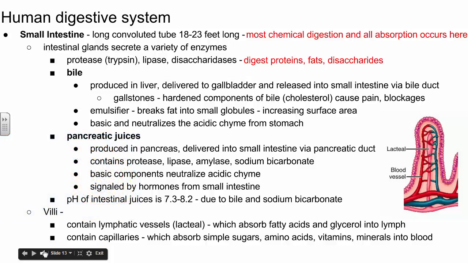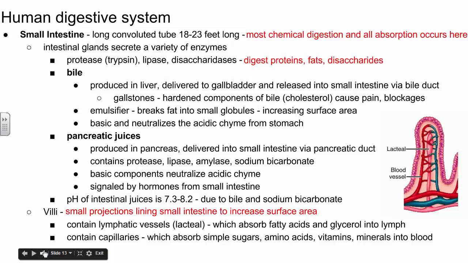All right, the pancreas then produces pancreatic juices, which contain a whole series of different enzymes. Those enzymes include proteases, lipases, amylase, and also sodium bicarbonate. We talked about this yesterday, right? Sodium bicarbonate is alkaline, it's basic, it has a high pH, so it helps to neutralize the acidic chyme that enters the small intestine from the stomach, leading to a pH of intestinal juices slightly above neutral, 7.3 to 8.2.